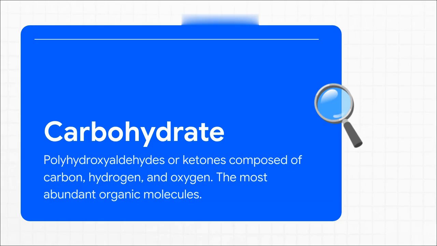Whoa, okay. Polyhydroxyaldehydes or ketones. That's a mouthful, isn't it? But don't worry, it's not nearly as scary as it sounds. Polyhydroxy just means many hydroxyl groups. You know, those little OH groups. And an aldehyde or ketone is just a specific type of chemical structure. So really, a carbohydrate is just a molecule made of carbon, hydrogen, and oxygen that's got a bunch of these hydroxyl groups, and that's literally it. And they are by far the most abundant organic molecules on Earth.